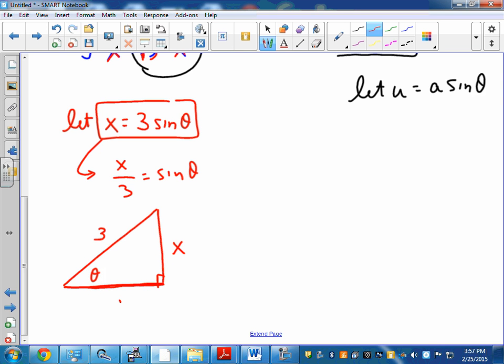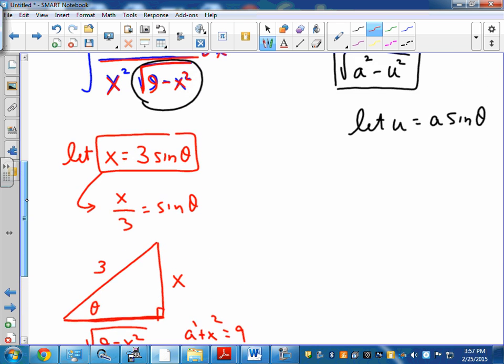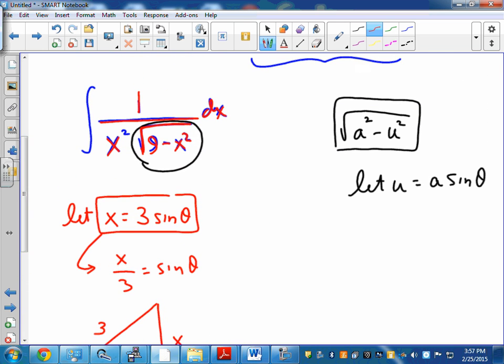Let's see, Pythagorean theorem. Let's call that a for a second. a squared plus x squared is 9. So a squared is 9 minus x squared. So a is the square root of 9 minus x squared. That's interesting, the square root of 9 minus x squared. That did appear in my integral. And in fact, every time you have an integral that has a constant squared minus some function squared, square root, you're going to use this substitution. And you will always draw this picture, right?